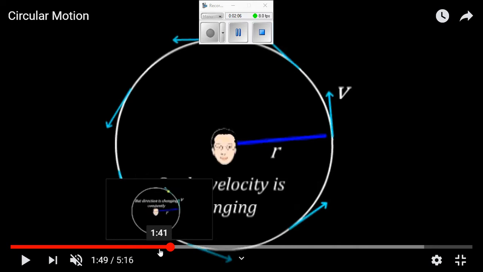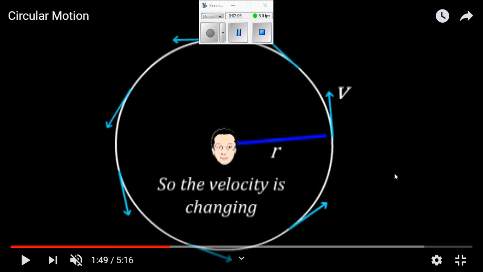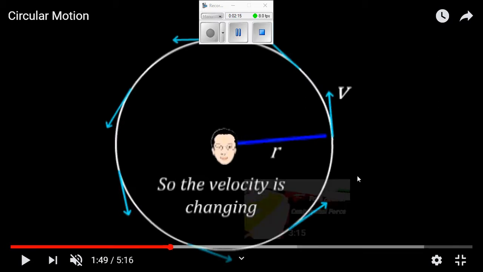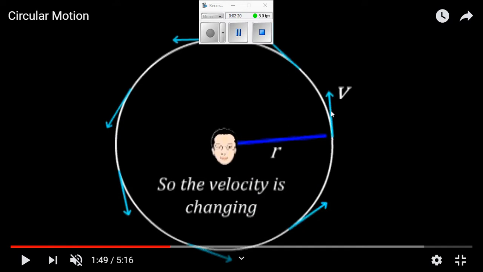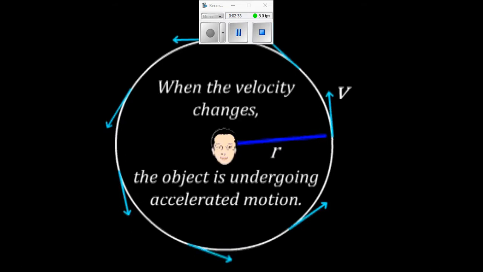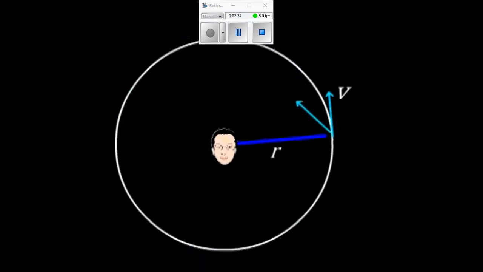It says the velocity is changing. So even though this object may be going at a constant speed, like I'm spinning something with a constant speed, its velocity is changing because its direction is changing. So by definition, anything going in a circular path is in a constant state of acceleration. If the velocity is changing, that's the definition of acceleration. So since the velocity is changing, the object is undergoing accelerated motion. That's a very important concept.